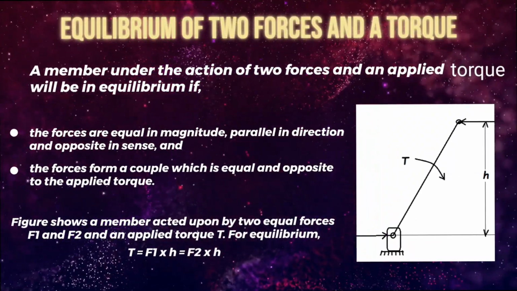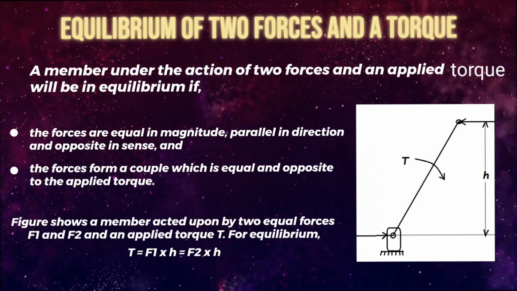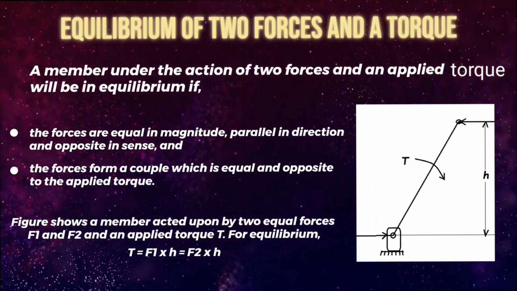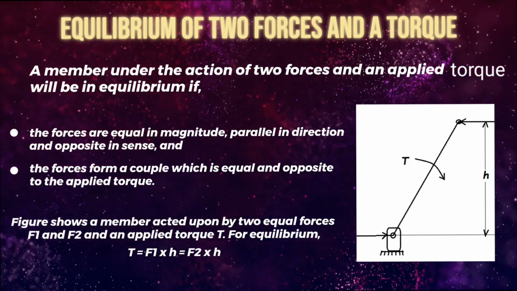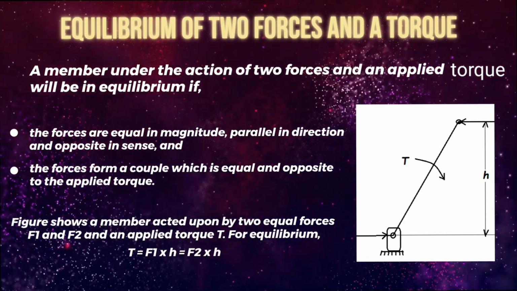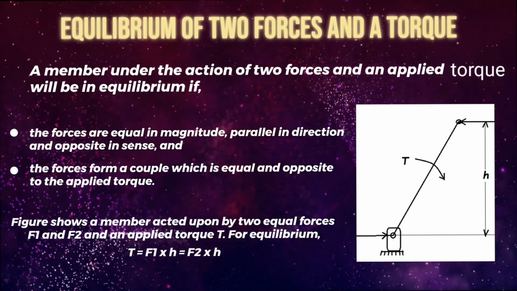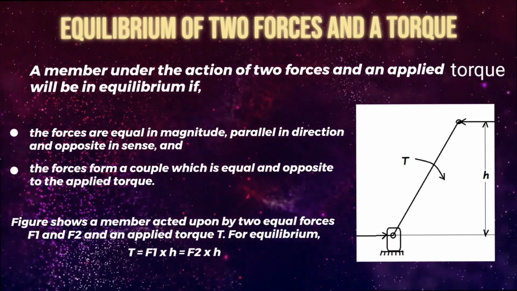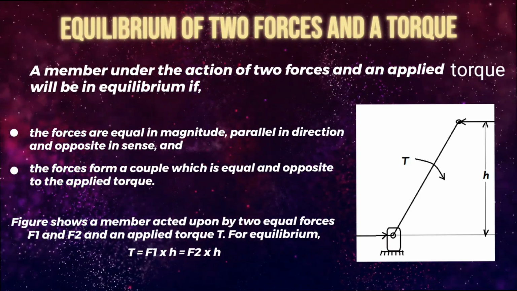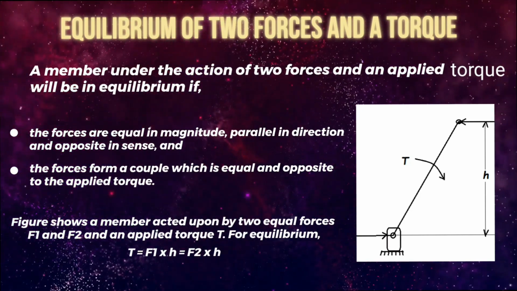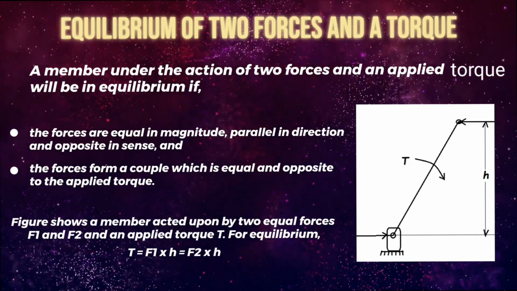Equilibrium of two forces and a torque. A member under the action of two forces and an applied torque will be in equilibrium if the forces are equal in magnitude, parallel in direction and opposite in sense, and the second condition is the forces form a couple which is equal and opposite to the applied torque.